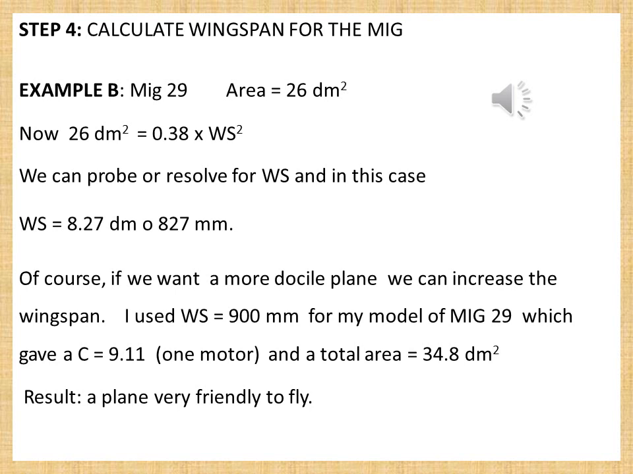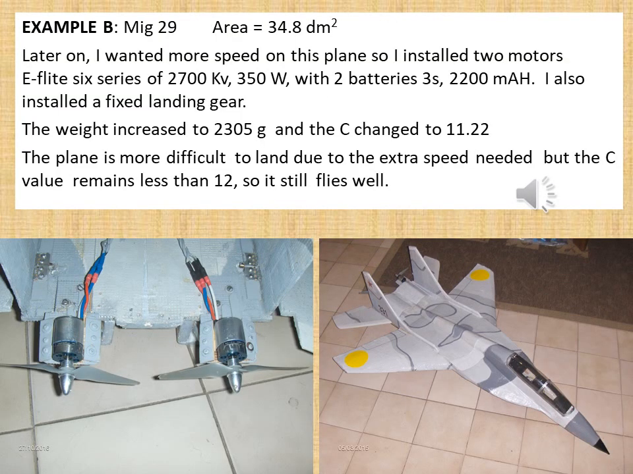I used wingspan equals 900 millimeters for my model of MiG-29, which gave C equals 9.11, using one motor, and a total area of 34.8 square decimeters. The result: a plane very friendly to fly. Example B, MiG-29, area equals 34.8 square decimeters.